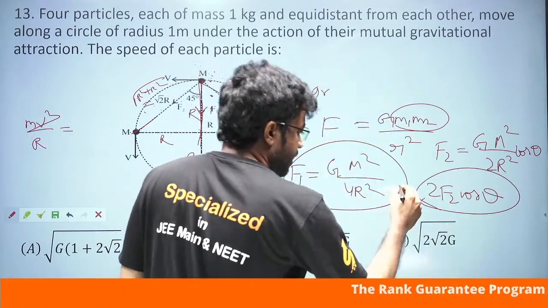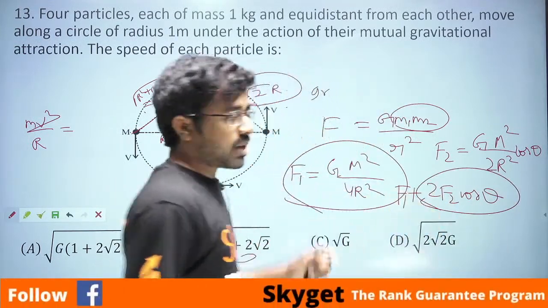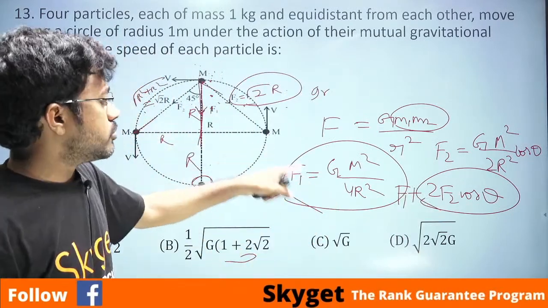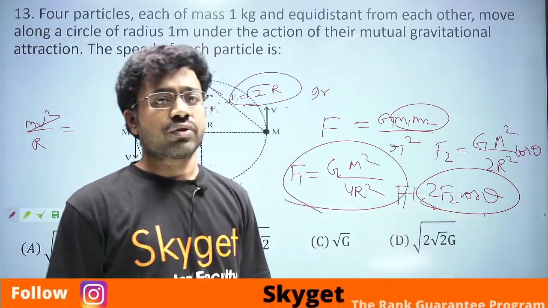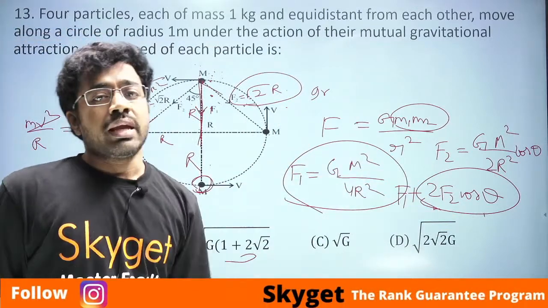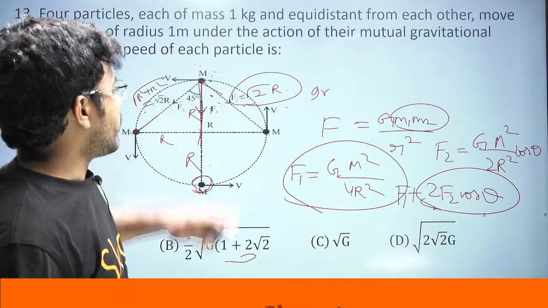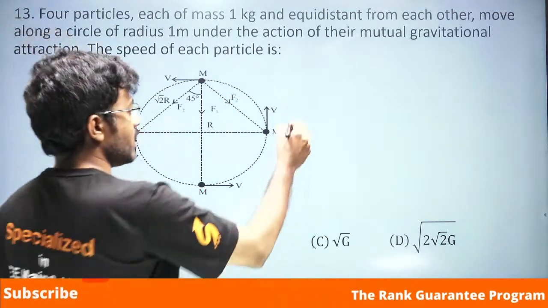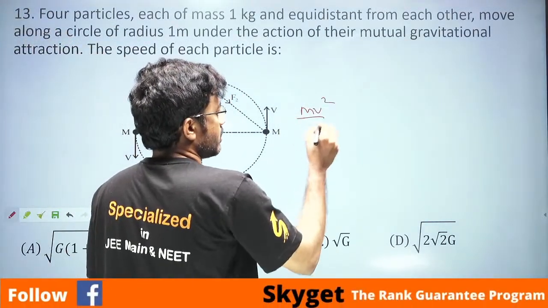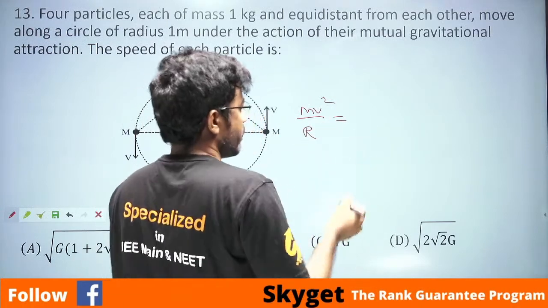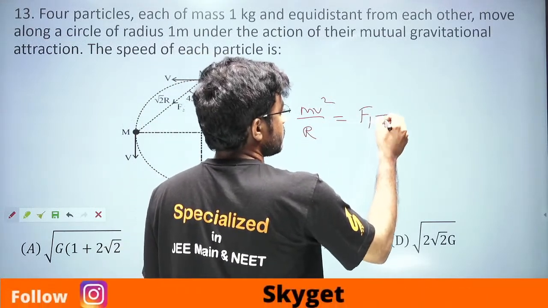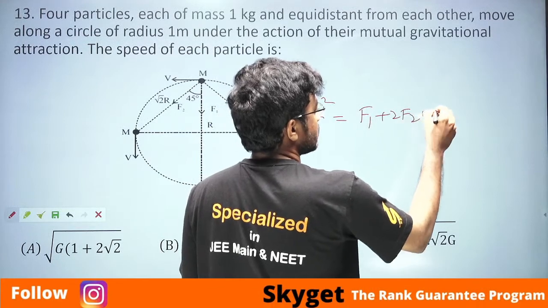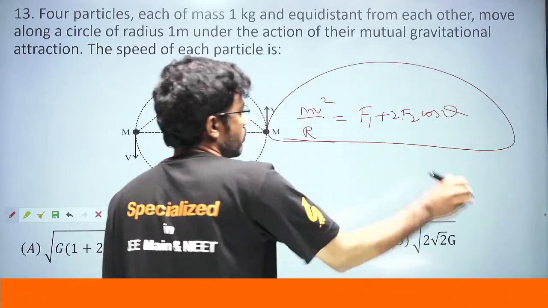So this is the force F1, which we already got because of the mass at the bottom, and because of these two masses, the force acting towards the center is 2F2 cos theta, which is equal to mv square by r, where you have to find the value of the velocity. So you can do it like this. mv square by r is equal to F1 plus 2F2 cos theta. So this is the final equation you will get.